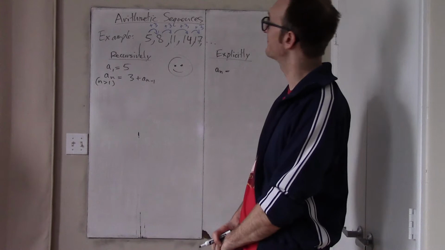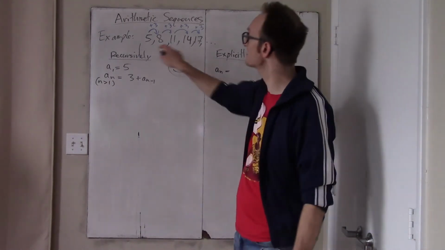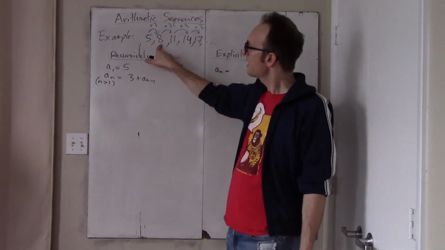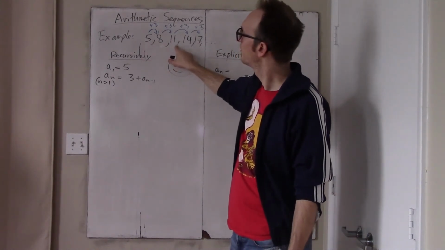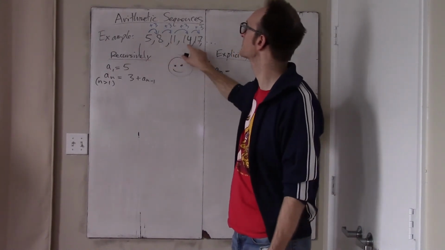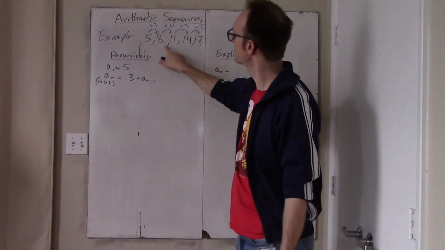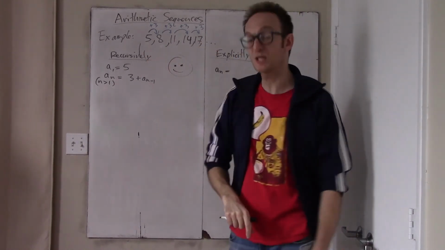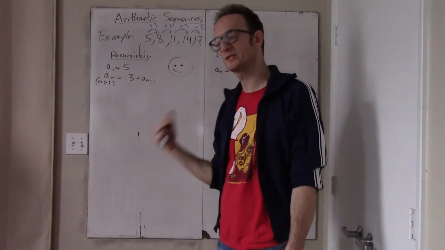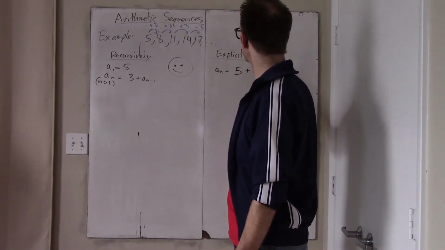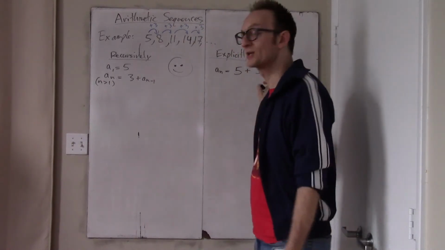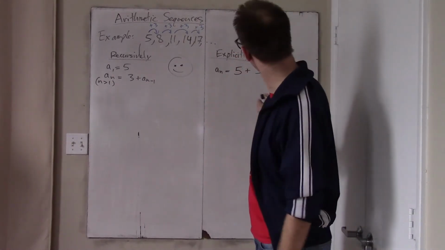Well, the first term is 5. Okay, great. What's the next term? The next term is 5 plus 3. The next term is 5 plus 3 plus 3. The next one is 5 plus 3 plus 3 plus 3. The next one is 5 plus 3 plus 3 plus 3 plus 3. And so every single term in an arithmetic sequence is really just going to be 5 plus a bunch of 3's. Let's be careful and get this right.